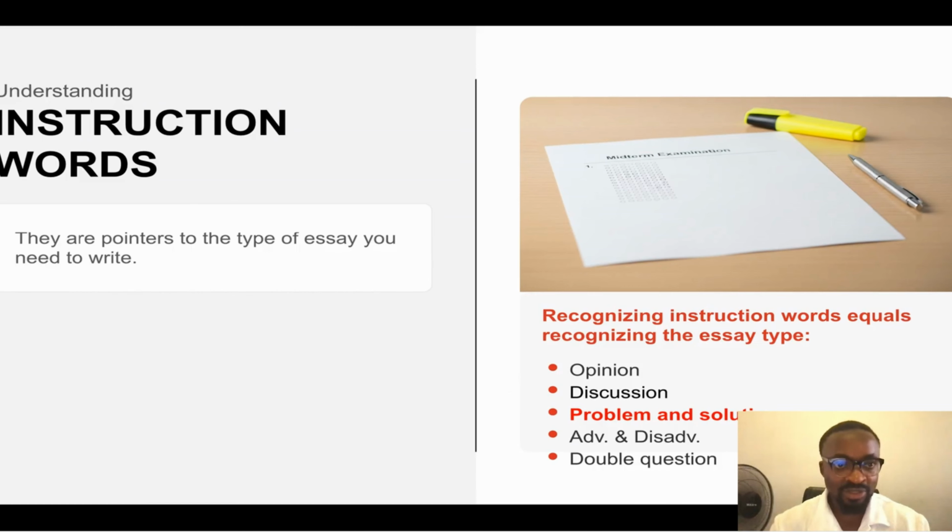And finally, the instruction words. This is the third class of words that I suggest you identify in your question analysis before you dive into writing your essay proper. So they are pointers to the type of essay you need to write.